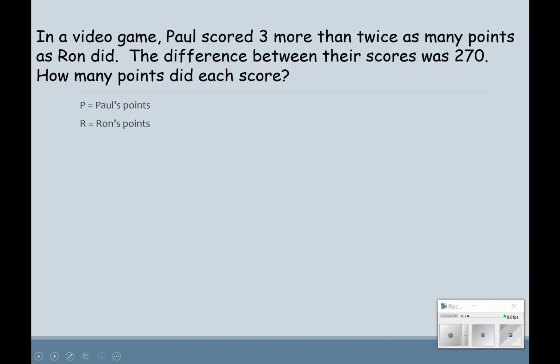And now we have a video game where Paul scored 3 more than twice as many points as Ron did, and the difference between their scores was 270 points. How many points did each score? So the first situation is we have Paul scored 3 more than twice as many points as Ron. So Paul's score is 3 plus twice Ron's score. And then their difference is 270, so that means subtraction.